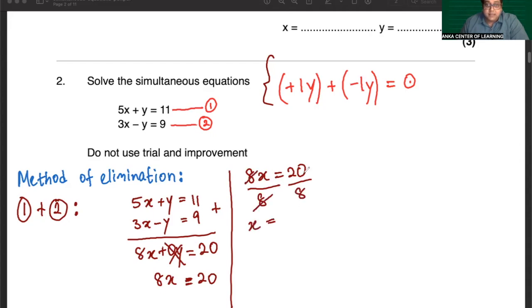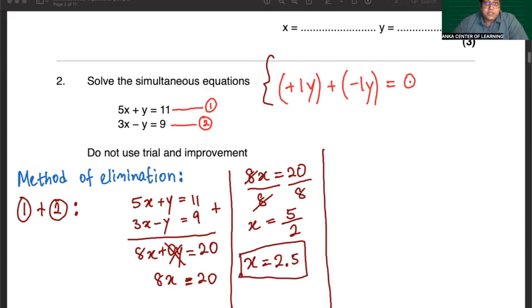And the answer here, for you to simplify, you know that 4 is a common multiple, which means I can divide by 4, both the numerator as well as the denominator. 20 divided by 4 would be 5, and 8 divided by 4 would be 2. X is equal to 5 over 2, which is equal to 2.5. So that is the answer.